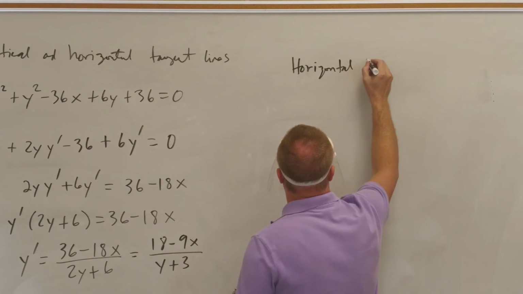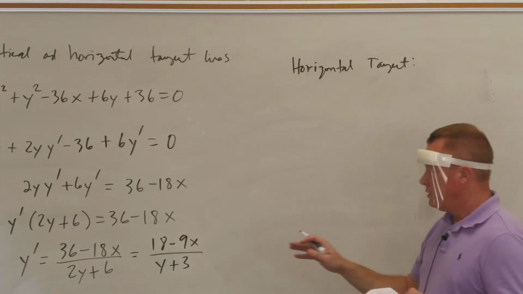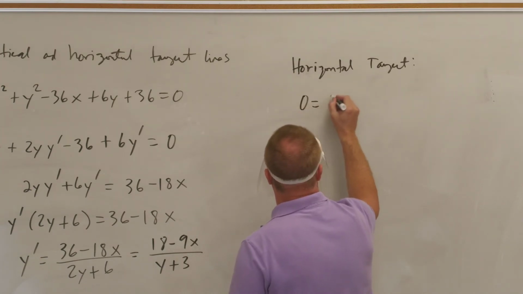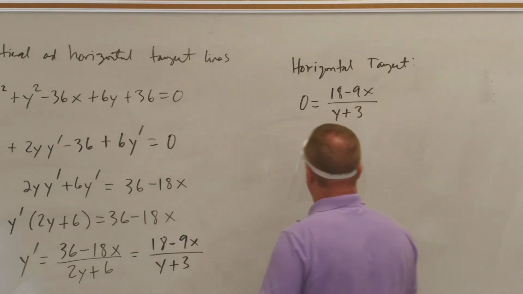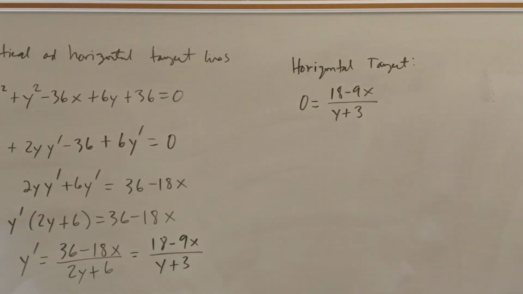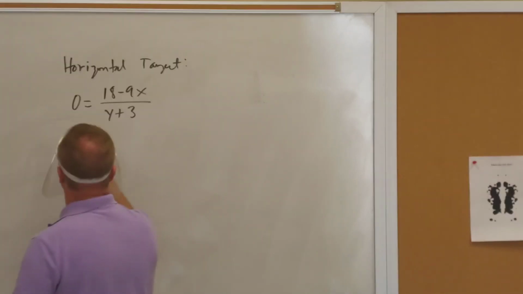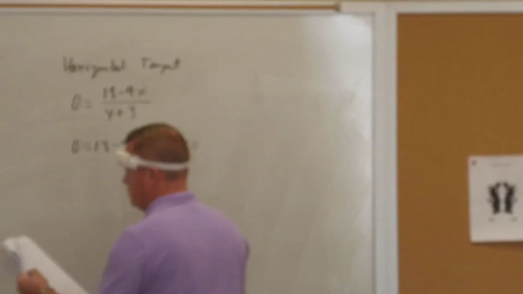what has to be true about the tangent line? What does the slope have to equal to be horizontal? 0. So let's set that equal to 0. Now, what makes the fraction 0? When the top is 0 or the bottom is 0? The top. When the top is 0, the fraction is 0. If the bottom is 0, it's undefined. So all I really need to do is say, when is the top 0? That will be when x is equal to 2.